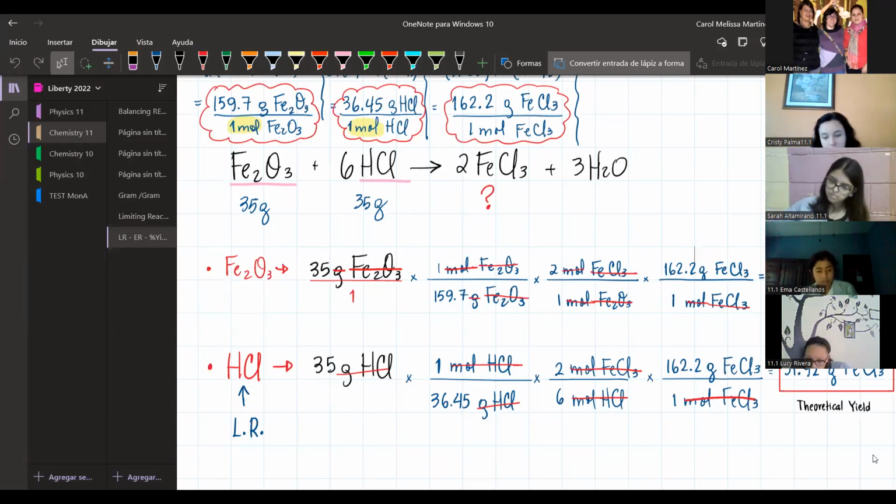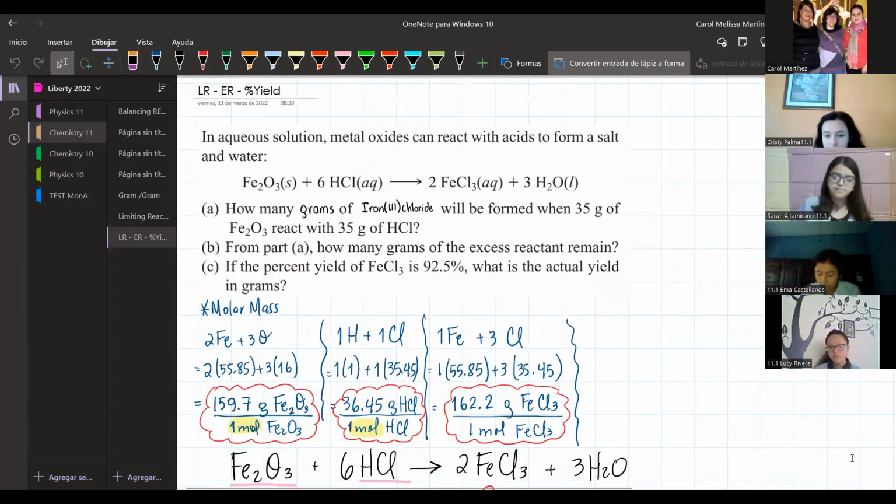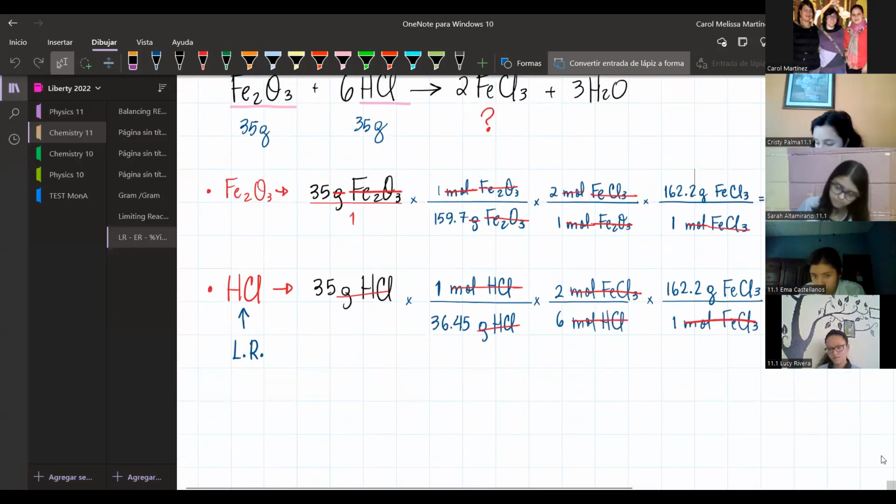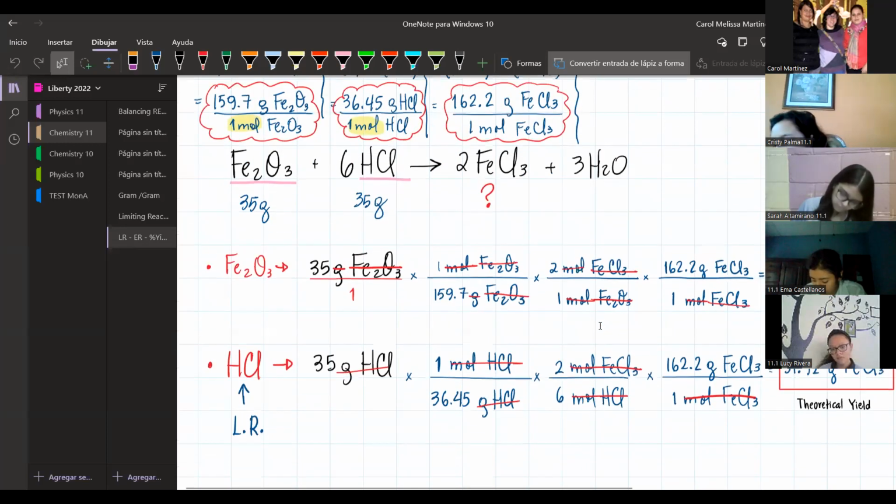Okay, now in part 2, we already did one part. We did stoichiometry and we found the limiting reactant and the theoretical yield. If you know the limiting reactant, you also know the excess reactant. What is the excess reactant? Iron trioxide, okay? So this is the excess reactant. And this one is important, because question number 2 is about calculating the leftover.